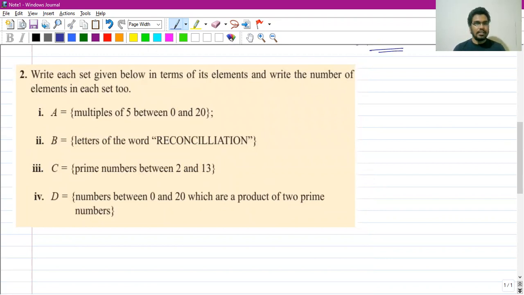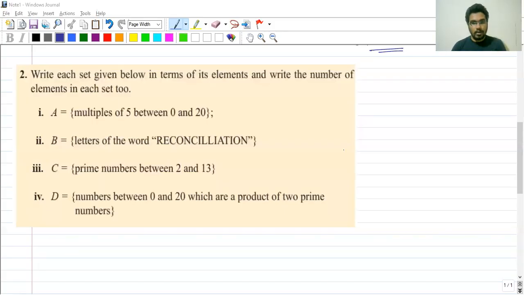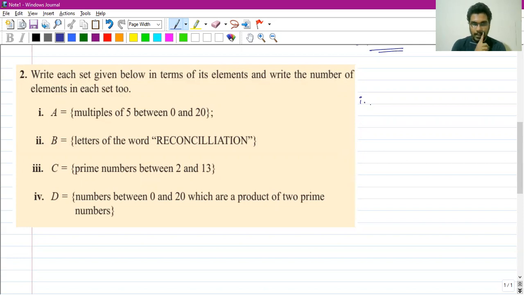Question is, write each set given below in terms of its elements and write the number of elements in each set too. Okay, so shall we move to first question, first part? They have given A is equal to multiples of 5 between 0 and 20. So we can write A is equal to multiples of 5 between 0 and 20. So we cannot take 0 and 20. They must be between 0 and 20.